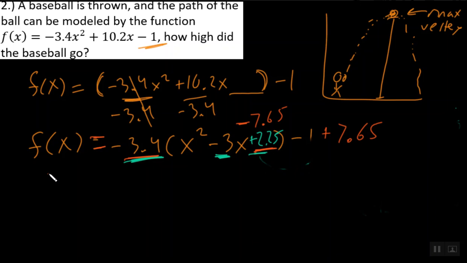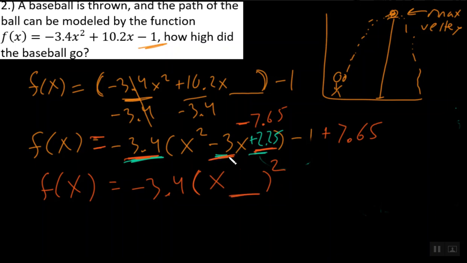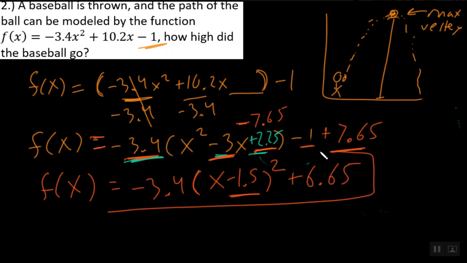Okay, so I go ahead and I write it as f of x equals, I write my a value, negative 3.4 parentheses. Remember our little template, parentheses x space squared, because we're talking about a quadratic function here. And our trick for filling the inside of this parentheses in is always to take our b term and simply divide by 2. So negative 3 divided by 2 is negative 1.5. And on the outside, negative 1 plus 7.65 is going to be positive 6.65. And so here's the vertex form that models the baseball.